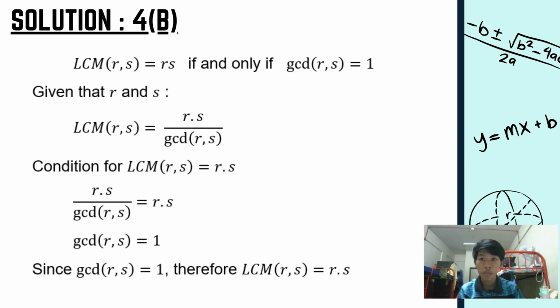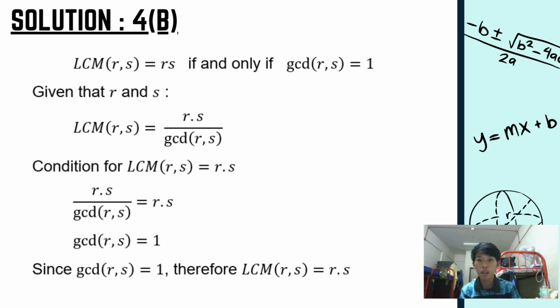Solution for B. The least common multiple LCM of two positive integers R and S is equivalent to their product RS if and only if R and S are coprime, meaning they have no common prime factors other than 1. LCM of R and S is equal to RS if and only if GCD of R and S is equal to 1, where GCD denotes the greatest common divisor of R and S.